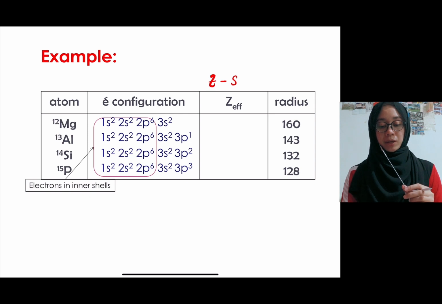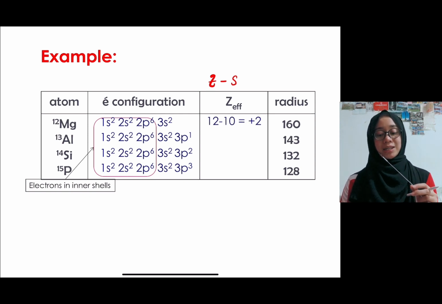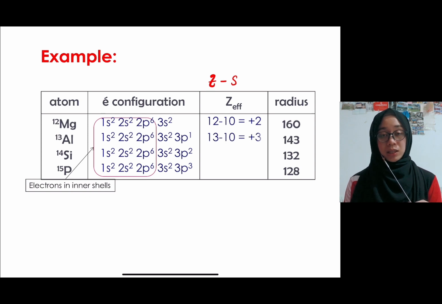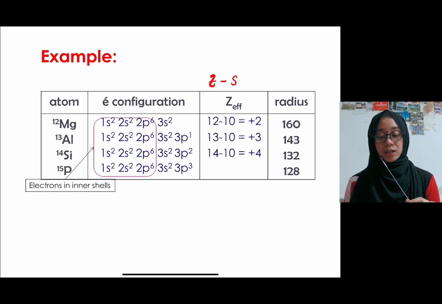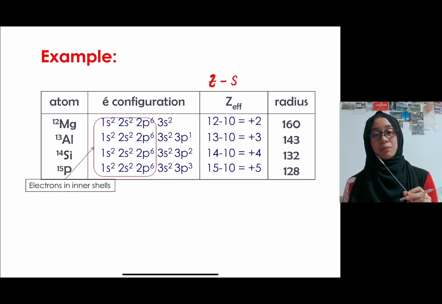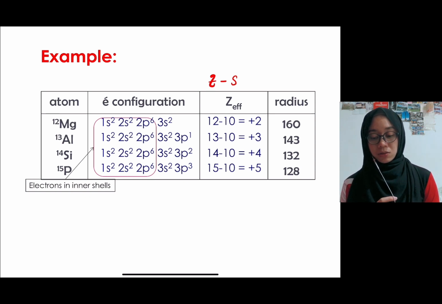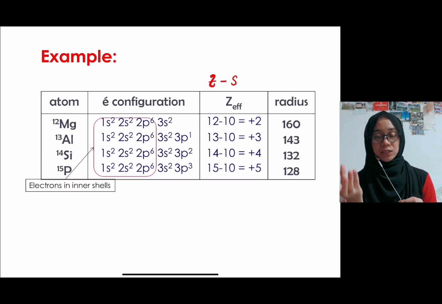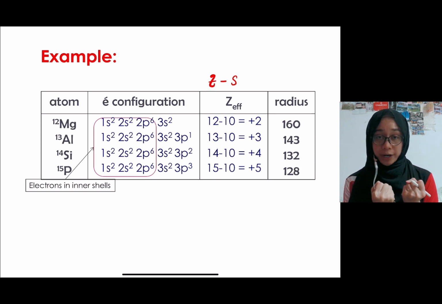So untuk kita punya magnesium, it is 12 minus 10, plus 2. And then untuk kita punya aluminium, 13 minus 10, kita dapat positive 3. And then 14 minus 10, kita dapat positive 4. 15 minus 10, kita dapat positive 5. So as you can see, as the number of protons increases, so basically ZEF pun akan increase juga. So bila ZEF ni increase, bila value ZEF ni besar, so bermaksud the attraction forces adalah kuat.